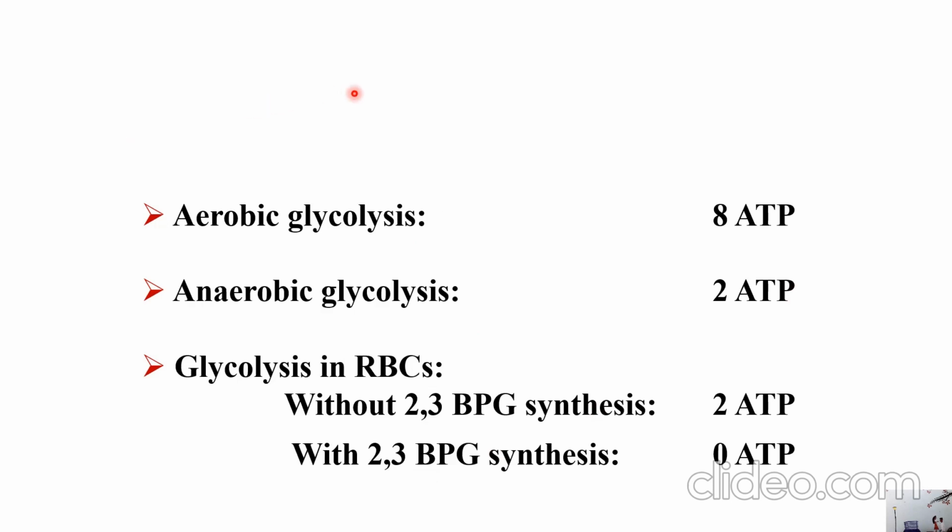So, for aerobic glycolysis, the net production of ATP is 8. For anaerobic glycolysis, the net production of ATP is 2. For glycolysis in RBCs without 2,3 bisphosphoglycerate synthesis, it is 2 ATP, but with 2,3 bisphosphoglycerate synthesis, it is 0 ATP.